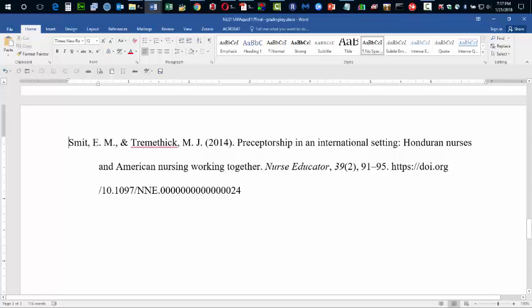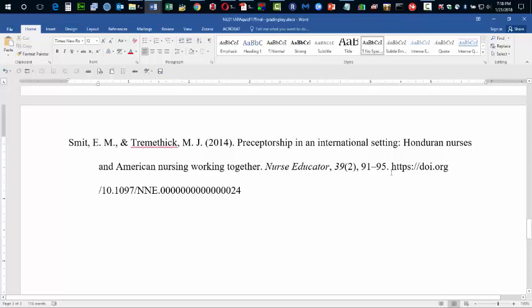Even though they capitalize in the title of the actual article itself, international setting, and some other words, APA does not do that. So we capitalize preceptorship. We also capitalize Honduran because it's a proper name. We also capitalize American. If the first word after a colon was not a proper name, we would still capitalize it. Then we provide the journal title in italics, the volume number, the issue number, the page numbers, and the assigned DOI. In this case, I split the DOI between two lines.